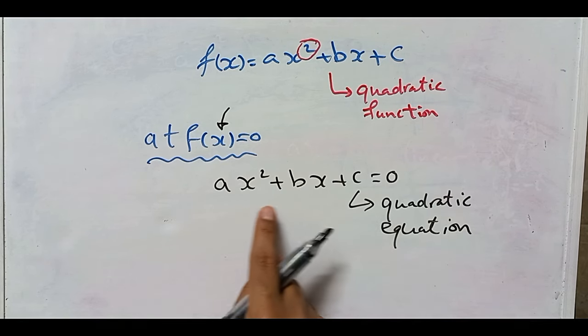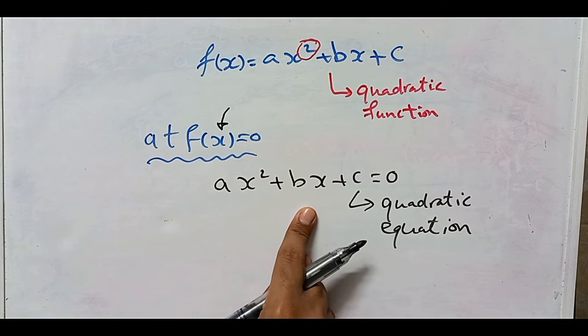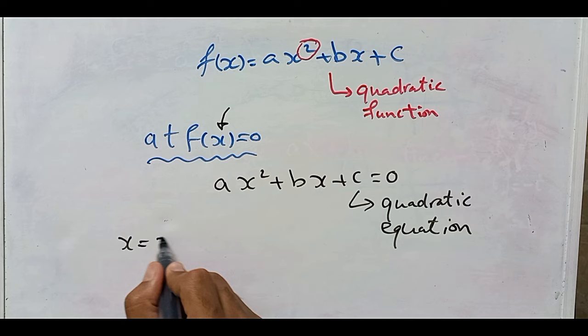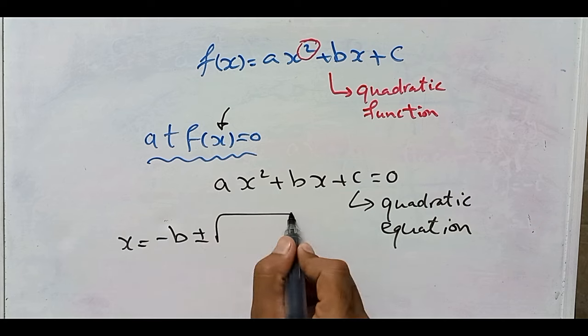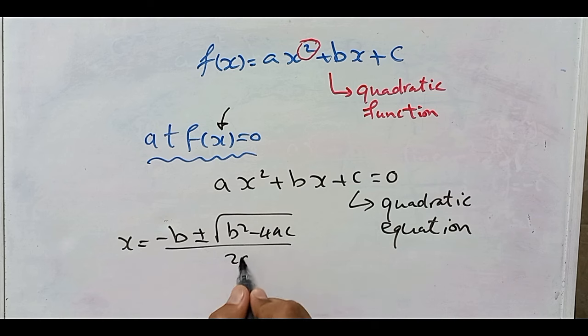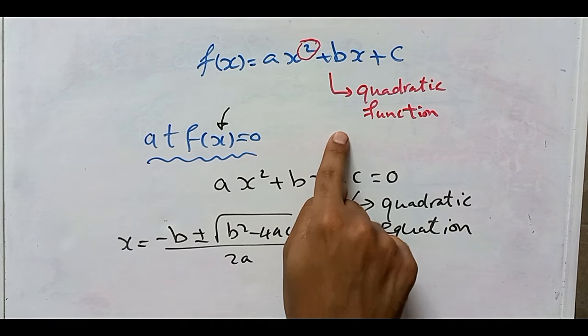And to solve the quadratic equation, you are going to use the general formula x equal negative b plus or minus root b squared minus 4ac over 2a. Now let's see the graph of the quadratic function.